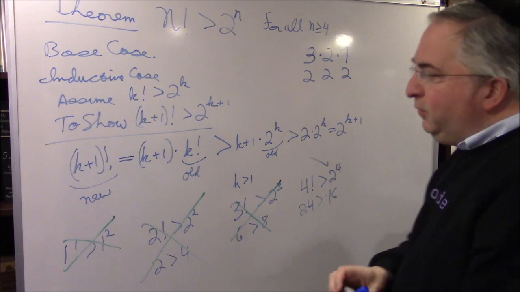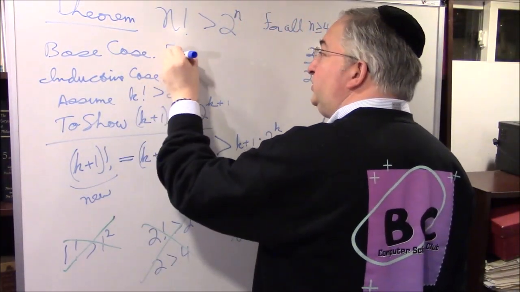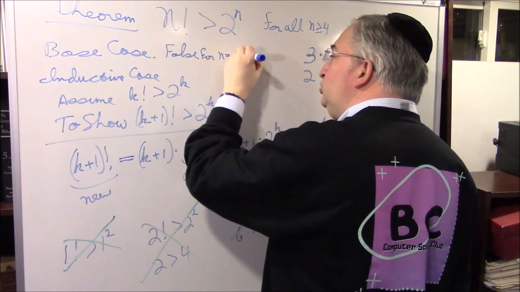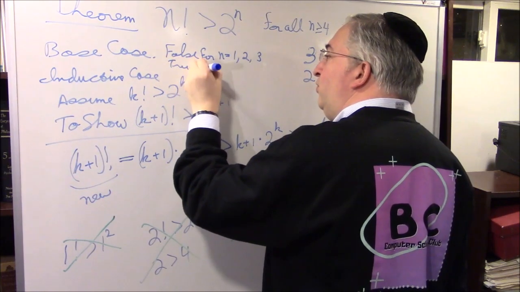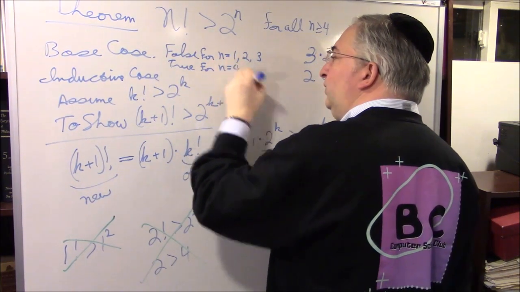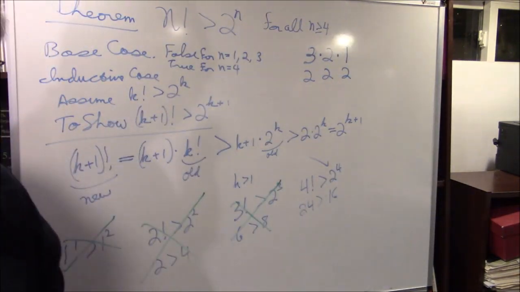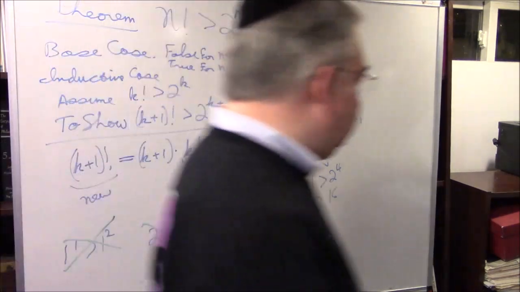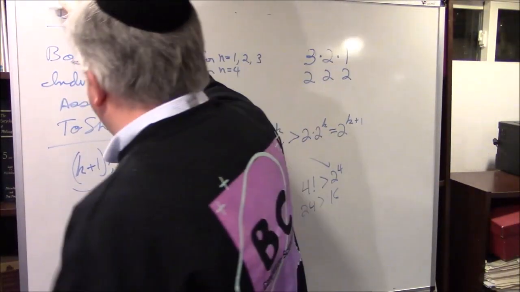Okay, but here we had an interesting case because the base case is false for n equals 1, 2, and 3. True for n equals 4. Okay, so that's a very interesting thing. The base case, we couldn't have the base case down at the bottom. We had to push that up. Okay, so very nice. I skipped the base case on purpose. Okay, great. Let's do another example.